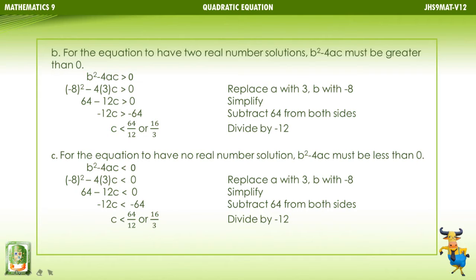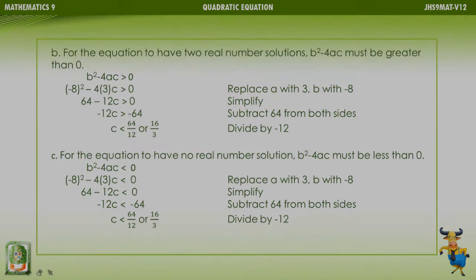C. For the equation to have no real number solution, b squared minus 4c must be less than 0. Negative 8 squared minus 4 times 3c less than 0, replacing a with 3 and b with negative 8. Simplify: 64 minus 12c less than 0. Subtract 64 from both sides: negative 12c less than negative 64. Divide by negative 12: c less than 64 over 12, or 16 over 3.